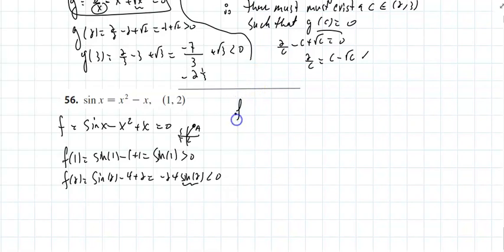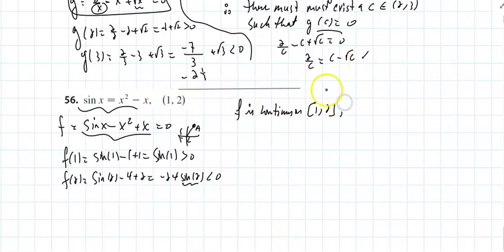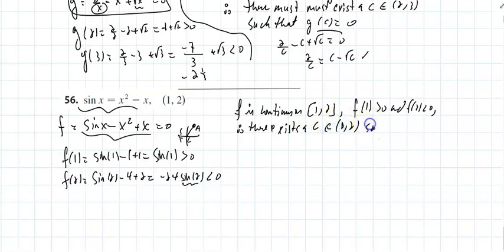Now I start by saying, well, look, f is continuous on the closed interval from 1 to 2. Actually, it's continuous everywhere. F of 1 is positive and f of 2 is negative. Then, therefore, there exists a c in the open interval between 1 and 2 such that f of c equals 0.